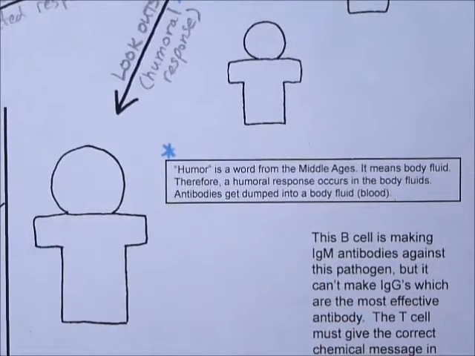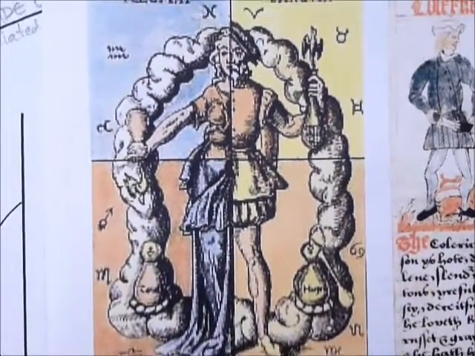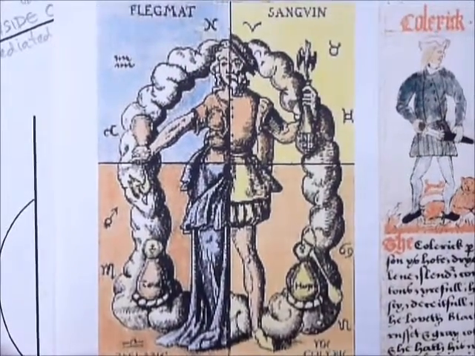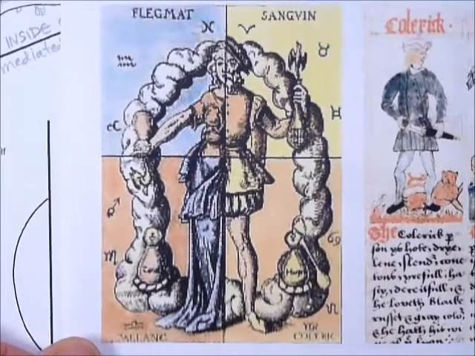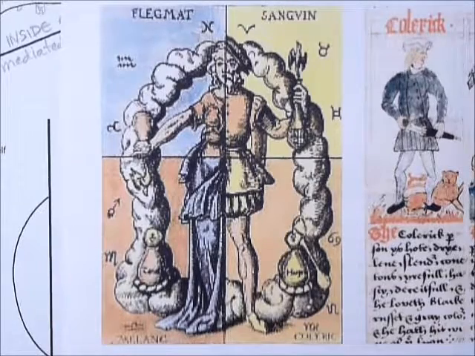Humor is a word from the Middle Ages. It means body fluid. Therefore, a humoral response occurs in the body fluids. In other words, antibodies get dumped into a body fluid, usually into the blood. And I have two little pictures from the Middle Ages to show you. There's one showing the 4 humors. So this is a very old word from back when we knew very little about the body. And they thought there were 4 basic body fluids.